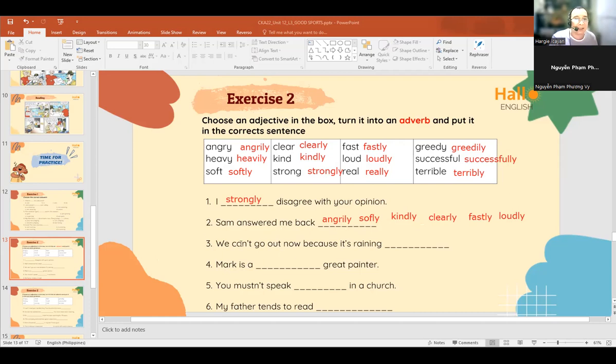Next, number 3. Can you read sentence number 3? We can go out now because it's raining. It's raining what? If we are talking about heavily rain, heavily. Very good. So we have to use the word heavily. So we can't go out now because it's raining heavily. That's correct. What about number 4? Can you read number 4?